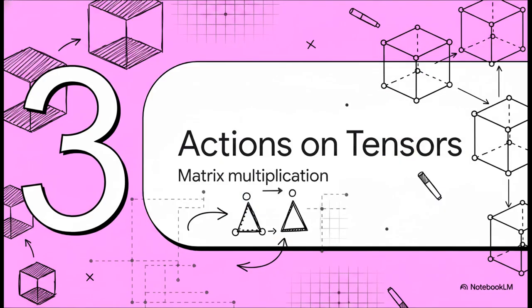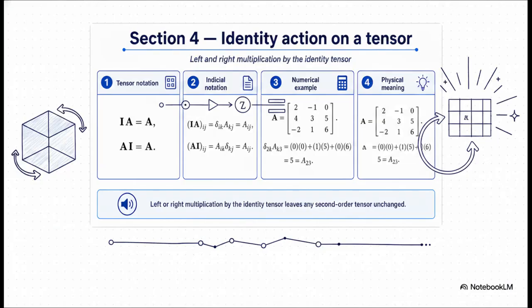Section 3, Identity Actions on Tensors, Left and Right Multiplication. So, what about tensors? Well, in traditional tensor notation, if you left multiply or right multiply a tensor A by the identity tensor I, it simply returns A. Nothing changes. In indicial notation, left multiplication looks like delta sub ik times a sub kj, which just equals a sub ij. The dummy index k gets summed over, and the delta swaps out the k for an i.